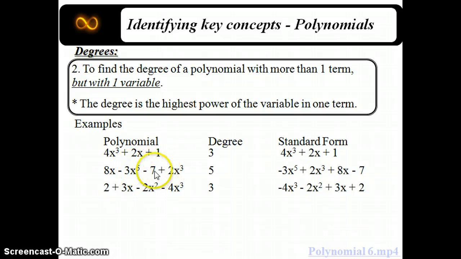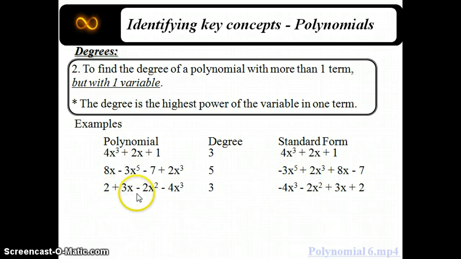The standard form of this would have to be negative 3x to the power of 5 first. The next highest degree would be the 3, so plus 2x cubed, plus 8x, and then minus 7. This is the standard form. Standard form is the order in which most people will write it. It's the standard that math wants.